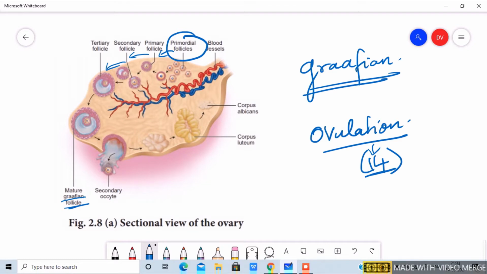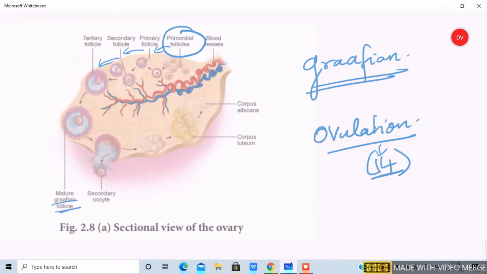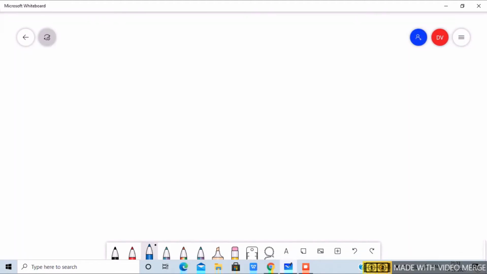So where does this development happen? How do the eggs come into the ovaries first of all? In order to understand that, let us start learning about oogenesis first. Now we are going to learn oogenesis. Then I will teach you folliculogenesis. But you have to learn both of these things simultaneously, only then you can understand.